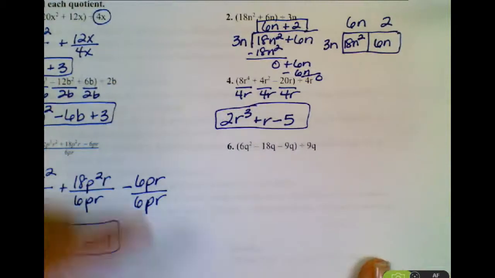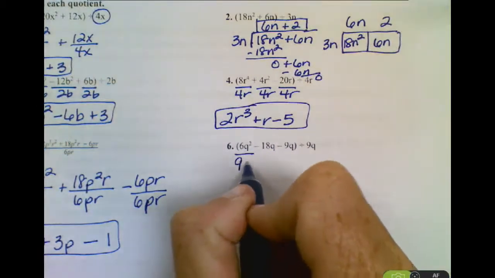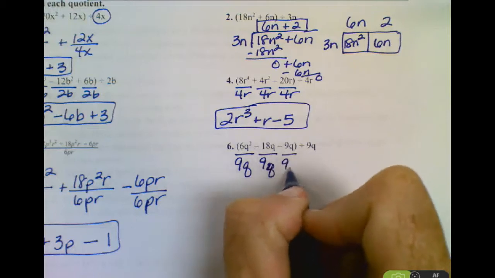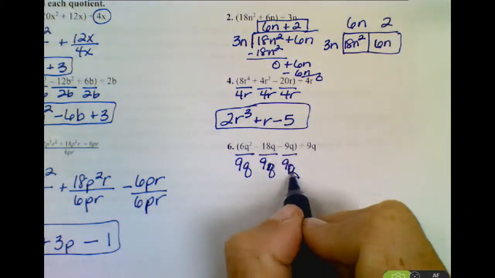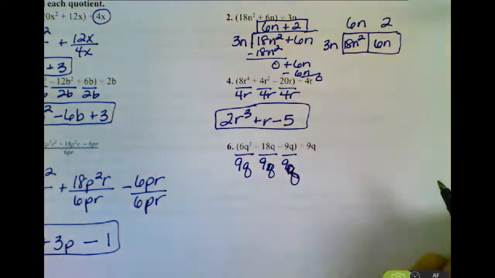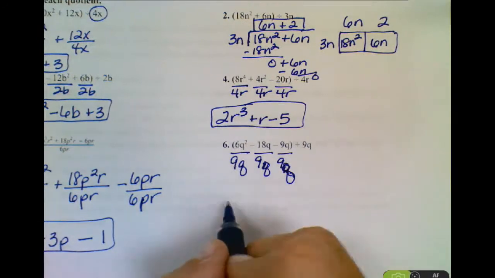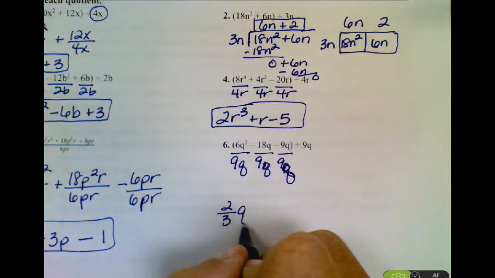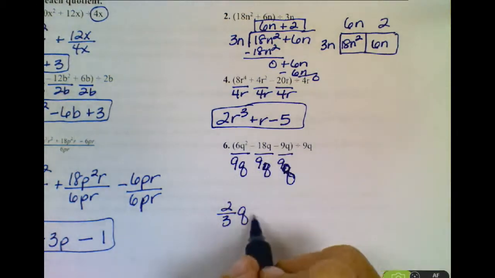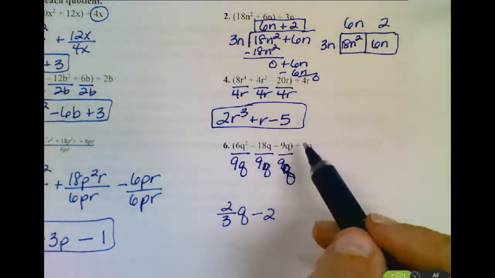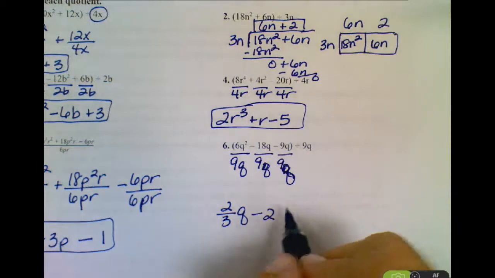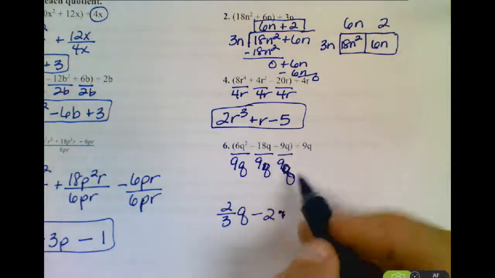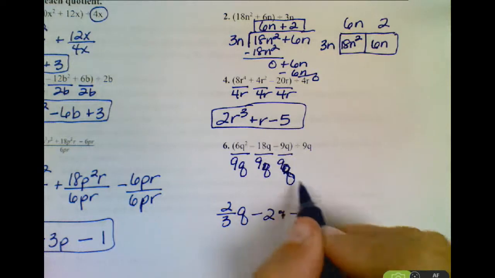Okay? Lastly, dividing all of those by 9q. Sorry about that. It was a q, sad q. 6 divided by 9 reduces to 2/3. Q squared divided by q is just q. Negative 18 divided by 9 is negative 2. Q divided by q is just q. Or excuse me, q divided by q is 1. Negative 9 divided by 9 is negative 1, and q divided by q is 1.